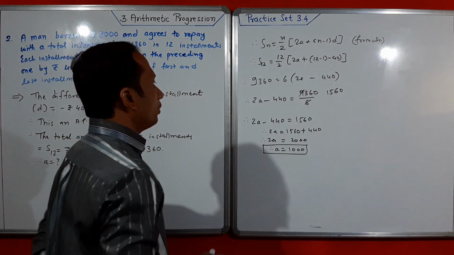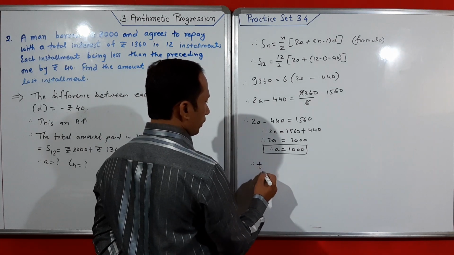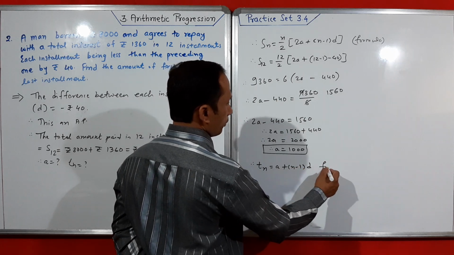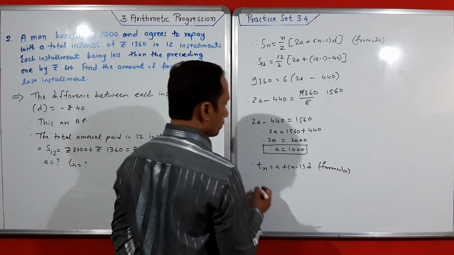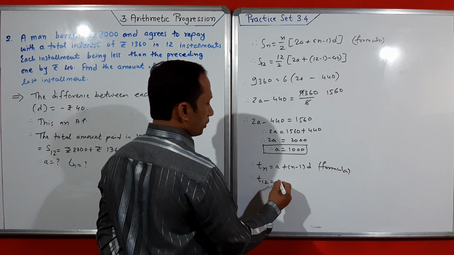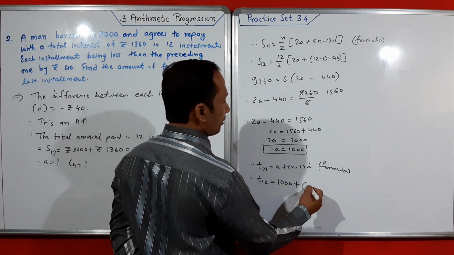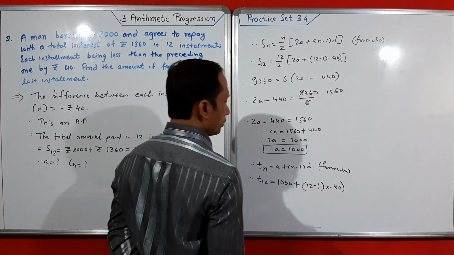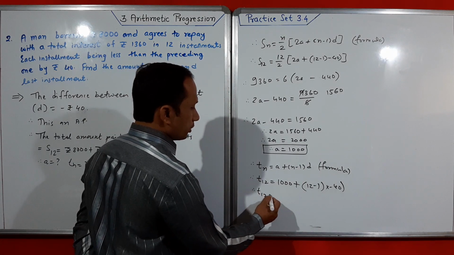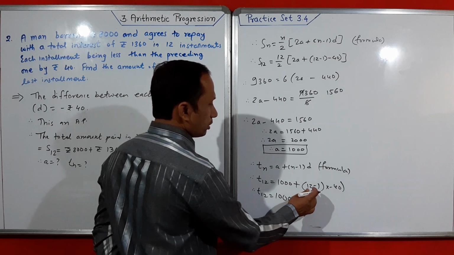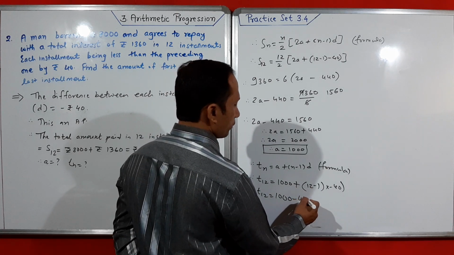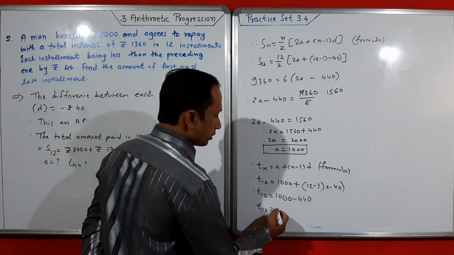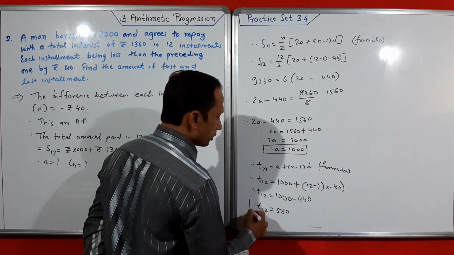I got it. I now have to find Tn, therefore T12. I have to find Tn is equal to A plus n minus 1 d. This is the formula. Again I am going to use this formula for n terms. Therefore T12 is equal to A is 1000 plus n is equal to 12 minus 1, and this is minus 40. So T12 is equal to 1000 and this is 11, means minus 440. Therefore T12 is equal to, you just subtract this, you'll get 560.